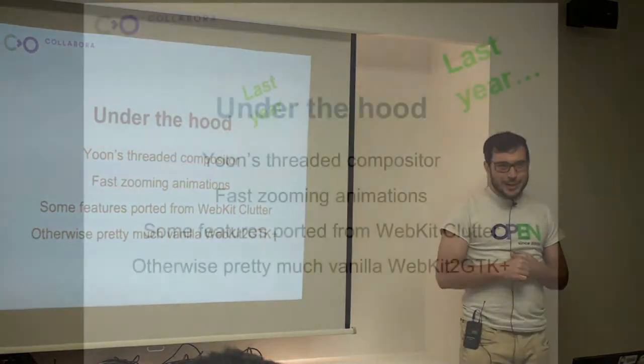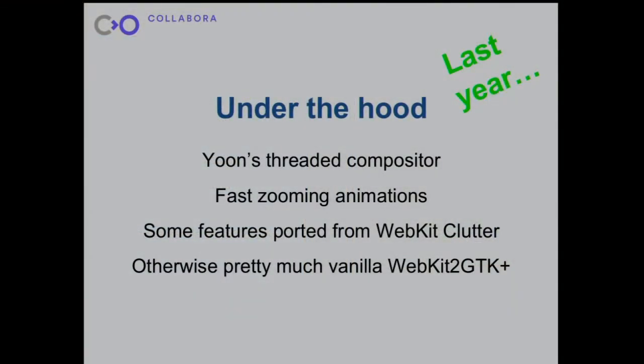We were also a very early adopter of the threaded compositor. We used it to do some fast zooming animations that are actually currently broken, so we have to look into that. We had some features ported from WebKit Clutter. WebKit Clutter had some specific features built for the Apertis project, and we ported some of them. But otherwise, it's pretty much vanilla WebKitGTK. Currently, you can install the package and run MiniBrowser from it, and you wouldn't notice a difference. But you can also use the GTK Clutter launcher program, which will use the Clutter actor wrapper in it.